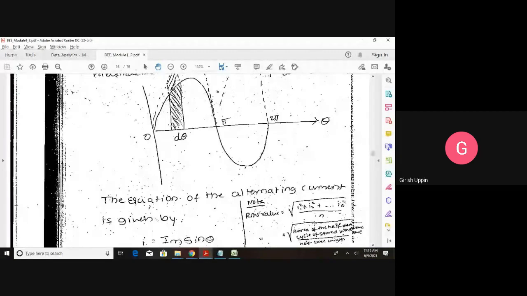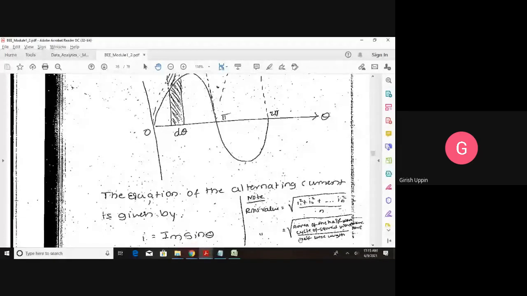Area of the half wave, area under the squared waveform for the half cycle divided by the half cycle period. Why are we taking the half cycle? Because both halves are positive, so even if I take the full cycle, it doesn't matter. The only thing is I get it as two times in the denominator, and in the numerator also I get two times, which will get cancelled.